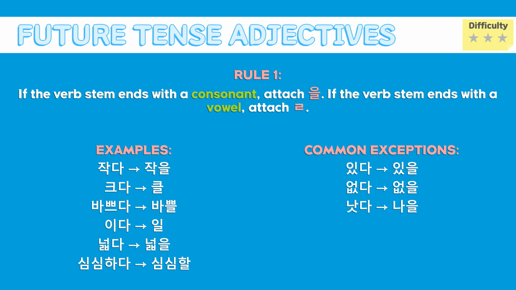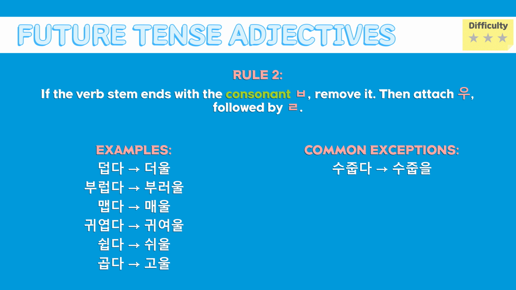Rule 1. If the verb stem ends with a consonant, attach 을. If the verb stem ends with a vowel, attach 리을. Here's some examples. You can pause the video here. Rule 2. If the verb stem ends with the consonant 비읍, remove it. Then attach 우, followed by 리을. Here's some examples. You can pause the video here.